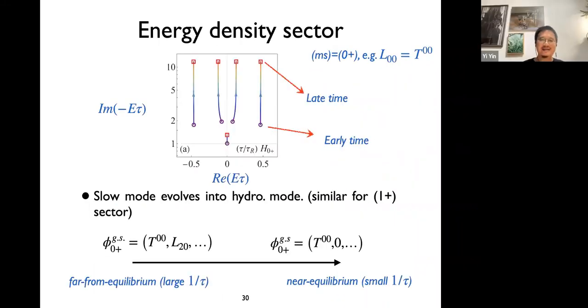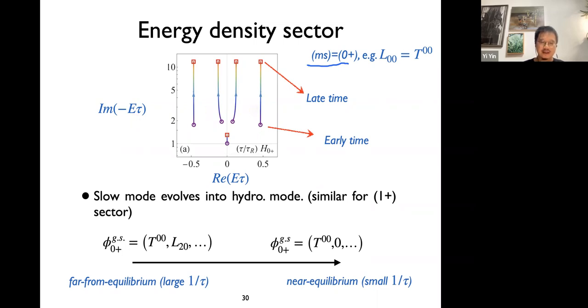I guess I almost summarized what I'm going to say, but let us still begin a little bit slowly. Here I'm showing you the eigenmodes for m equals zero, spin zero, and the parity even sector. One example of the moments in this sector is T00, the energy density. It is spin zero and even under flipping z to minus z. What I'm showing here are the eigenvalues in the complex plane, and I only show the first five modes, the ones with the smallest imaginary parts.